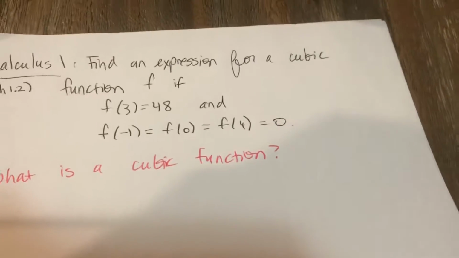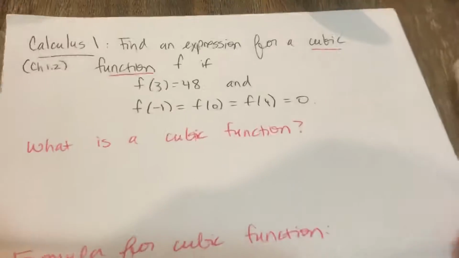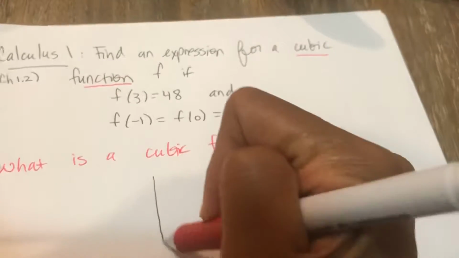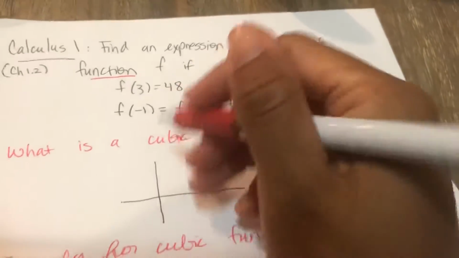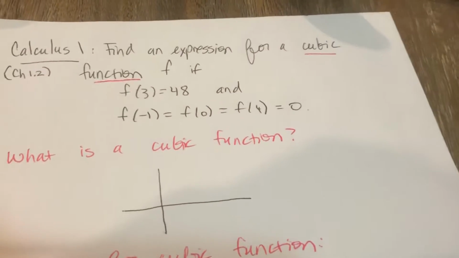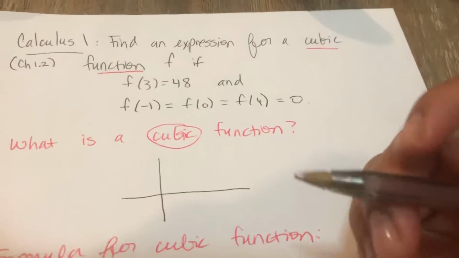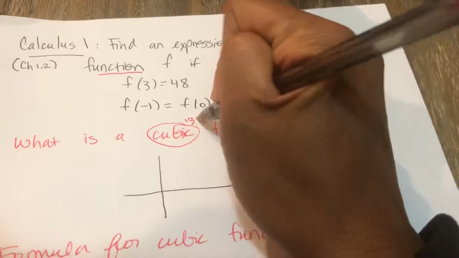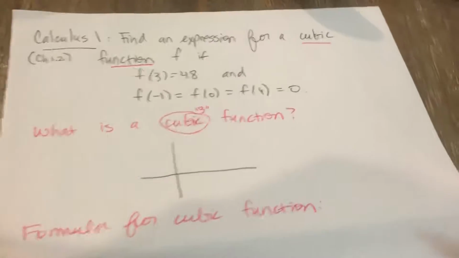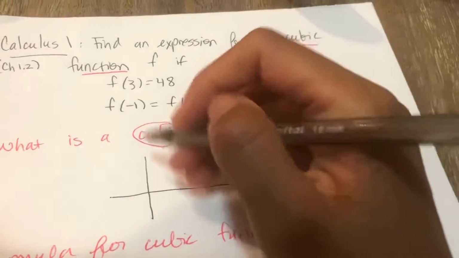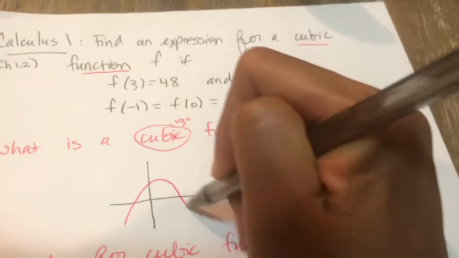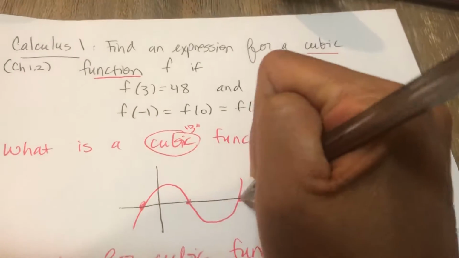Well, the first question to ask is, what is a cubic function? A cubic function, visually speaking, is a function in which it crosses the x-axis how many times? Well, the key word is cubic. Cubic means 3. So it crosses the x-axis 3 times. So if I was to visually think about this problem, I'm going to draw a graph that crosses the x-axis 3 times. 1, 2, and 3.